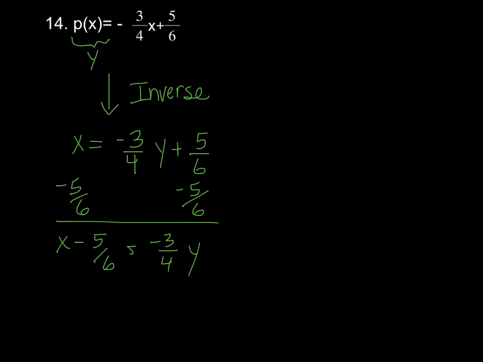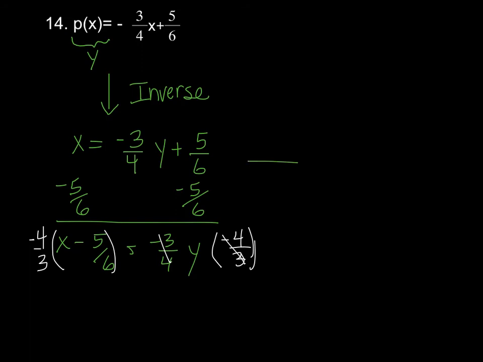The problem is I still have the negative 3/4 there. So if I multiply by the reciprocal, that will cancel that negative 3/4 out on the right-hand side. And what I do to the right-hand side, obviously, I need to do to the left. So I'm going to multiply by negative 4/3 here as well. All right, so let's just distribute that.